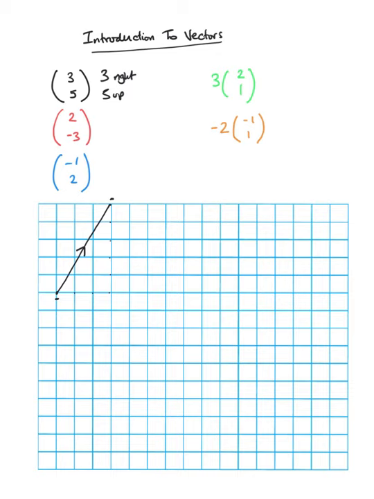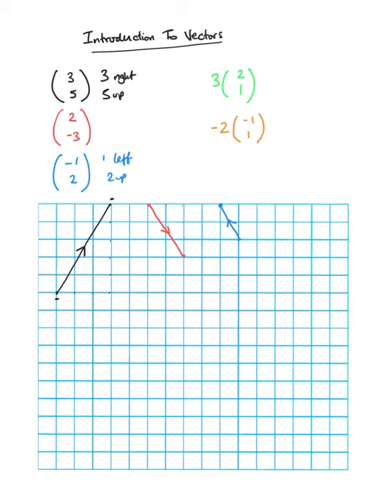So this one, the vector 2 minus 3, let's start here. I'm going to go 2 right and down 3, join them up with my line, and we need an arrow showing the direction. And the one in blue here, minus 1, 2. And because the minus 1 is on top, that's going to tell me to go 1 left and 2 up. So let's start here. I'm going to go 1 left, 2 up, join them up with a straight line, put an arrow showing my direction.